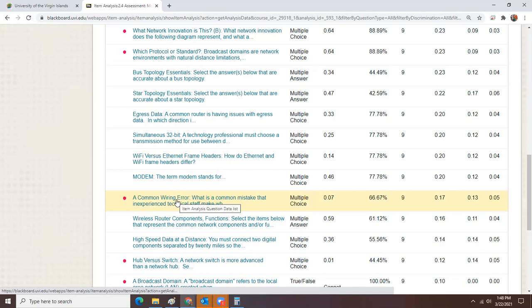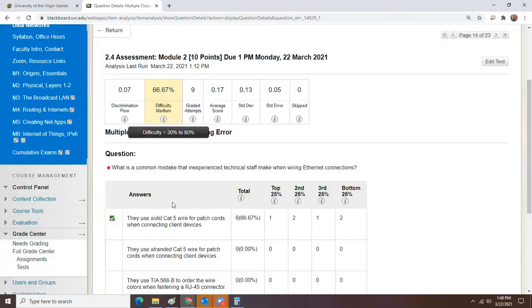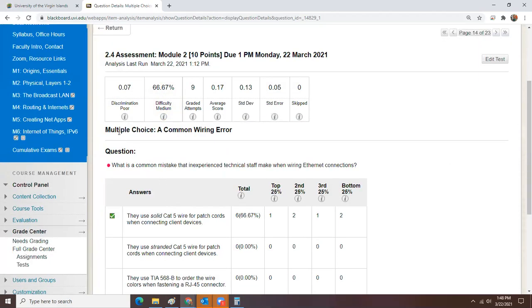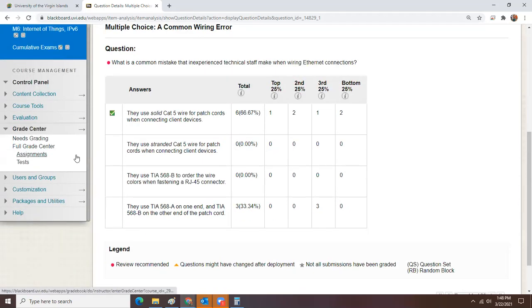A common wiring error. So this is another troublesome question for multiple choice. There were a number of folks that selected the wrong answer. So what is a common mistake that inexperienced technical staff make when wiring Ethernet connections? Well, if they're inexperienced, it's not like they would deliberately put 568A on one end and 568B on the other end. The only reason that a wiring tech would do that is to create what's called a crossover cable.